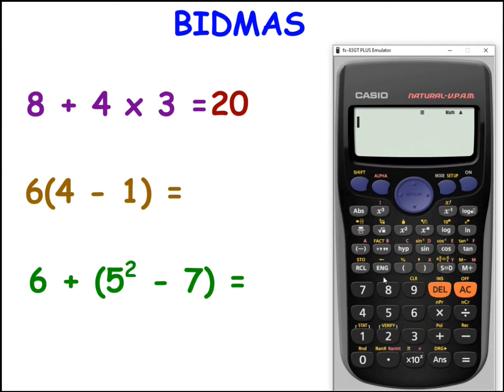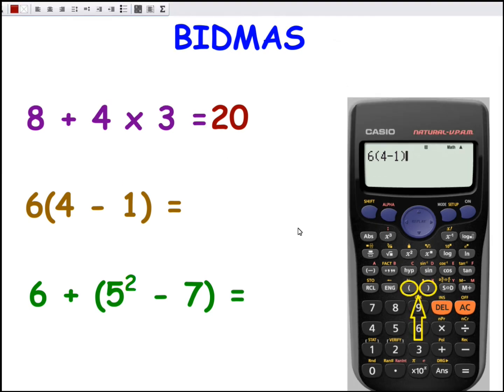So let's put this in our calculator. 6, open brackets, 4 minus 1, close brackets. When we press equals, the calculator knows to do 4 minus 1 first, because that's the order of operation, so we end up with 3. And then 6 times 3 will give us the correct answer of 18.